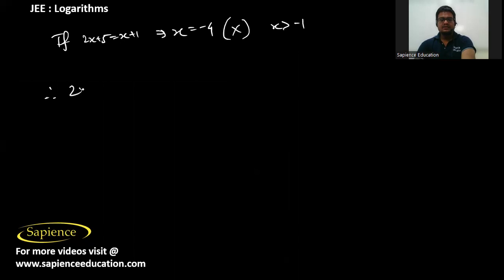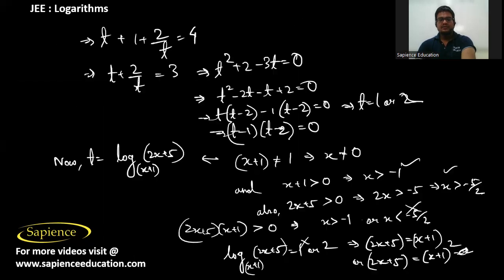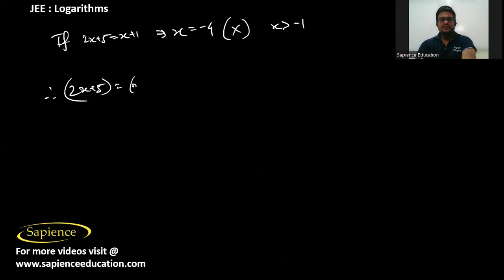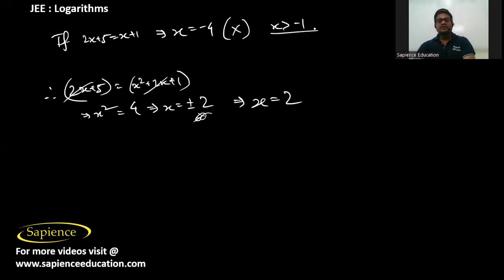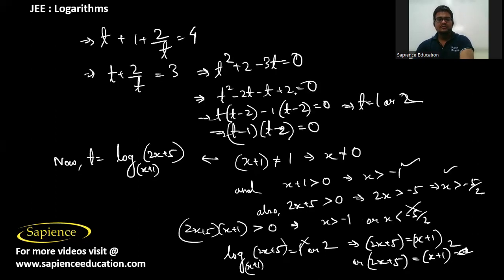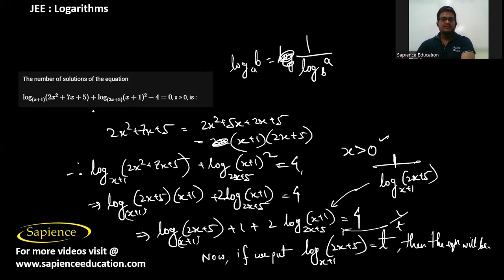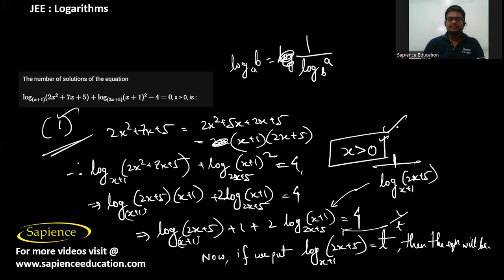So therefore if you solve it, then 2x plus 5 will be equal to x plus 1 whole square. So it will be x square plus 2x plus 1. So this will be x square, 2x will cancel. So x square will be equal to 4. So x can be equal to plus or minus 2. But minus 2 we should not take. So therefore x should be equal to 2 only, since x should be more than minus 1. So there is only one solution. So the number of solutions of this equation is 1 only. It should be 1. And here it is also told x should be more than 0 also.